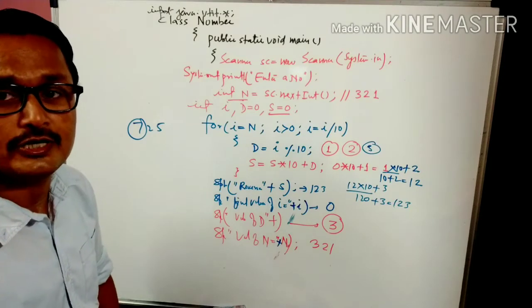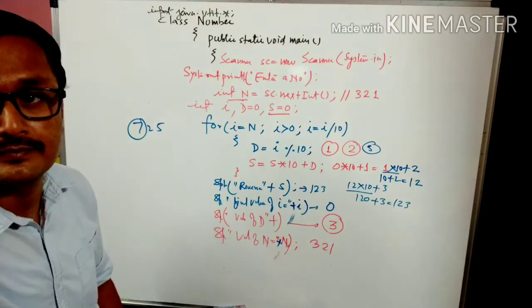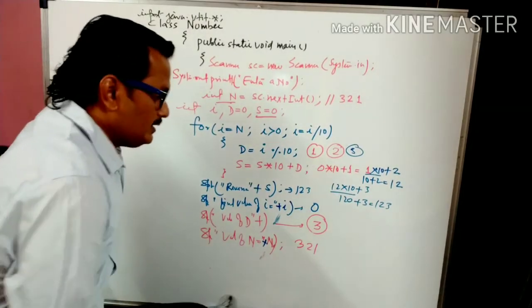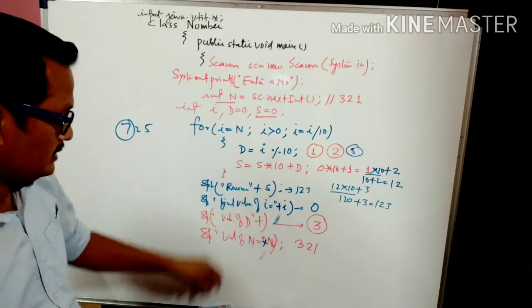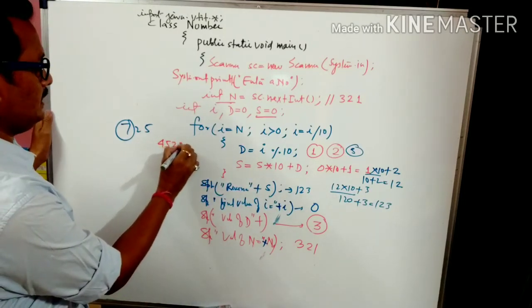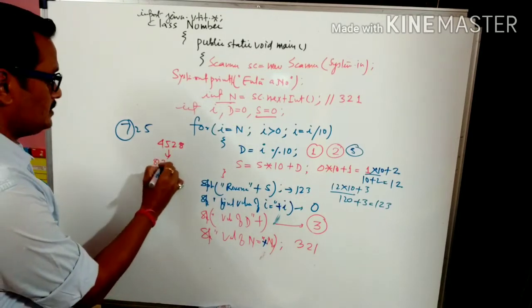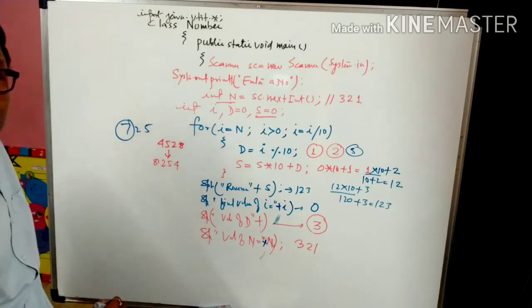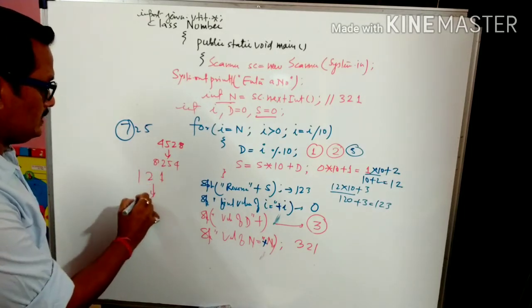Is there any confusion, children? Now the next question. So this is the way to reverse a number. If your number is 4 5 2 8, after reversing the number, what will we get? 8 2 5 4. If your number is 1 2 1, after reversing the number, what will we get? 1 2 1.